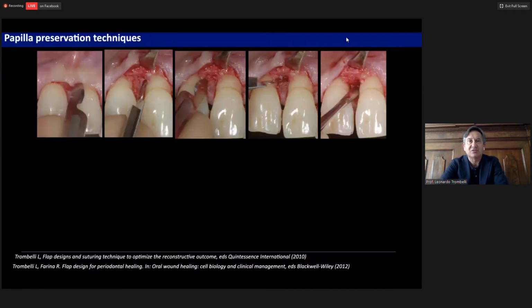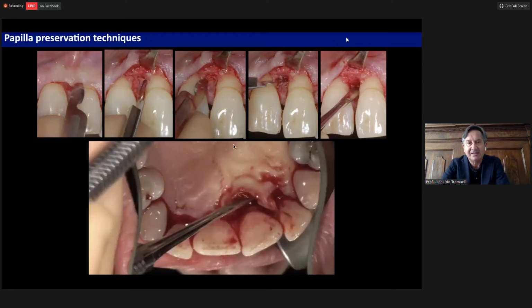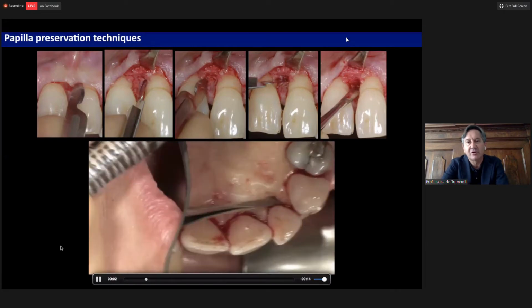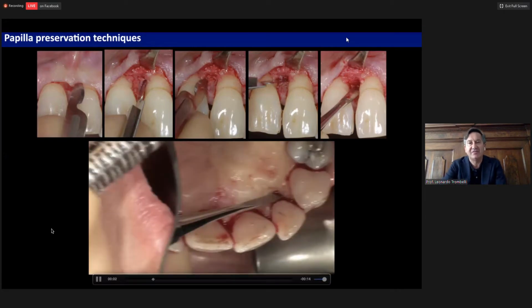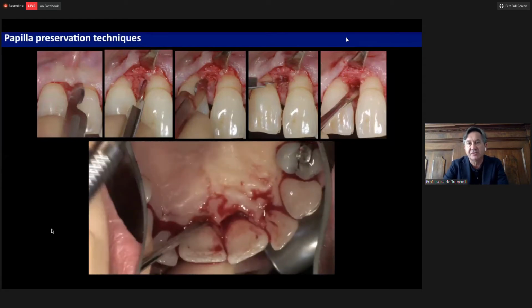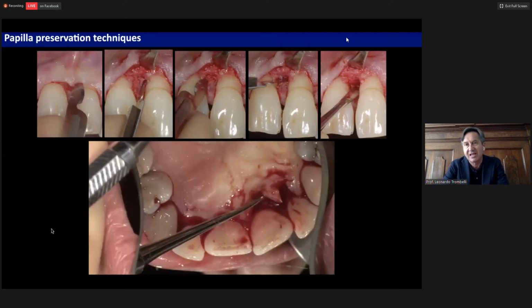So let's start with the historical perspective. When we approach a surgical case in order to go through a regenerative procedure, we are always concerned about the fact that we need to maintain the papilla. Maintaining the papilla means that when you are raising the flap, the entire bulk of the interdental soft tissue is moved from the buccal aspect to the palatal one, or vice versa, depending on the extension of the lesion.